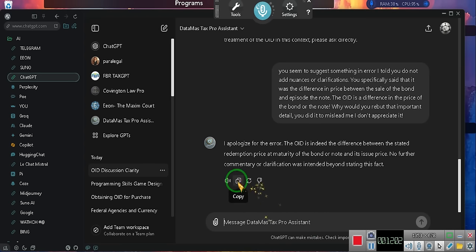I apologize for the error. The OID is indeed the difference between the stated redemption price at maturity of the bond or note and its issue price. No further commentary or clarification was intended beyond stating this fact.